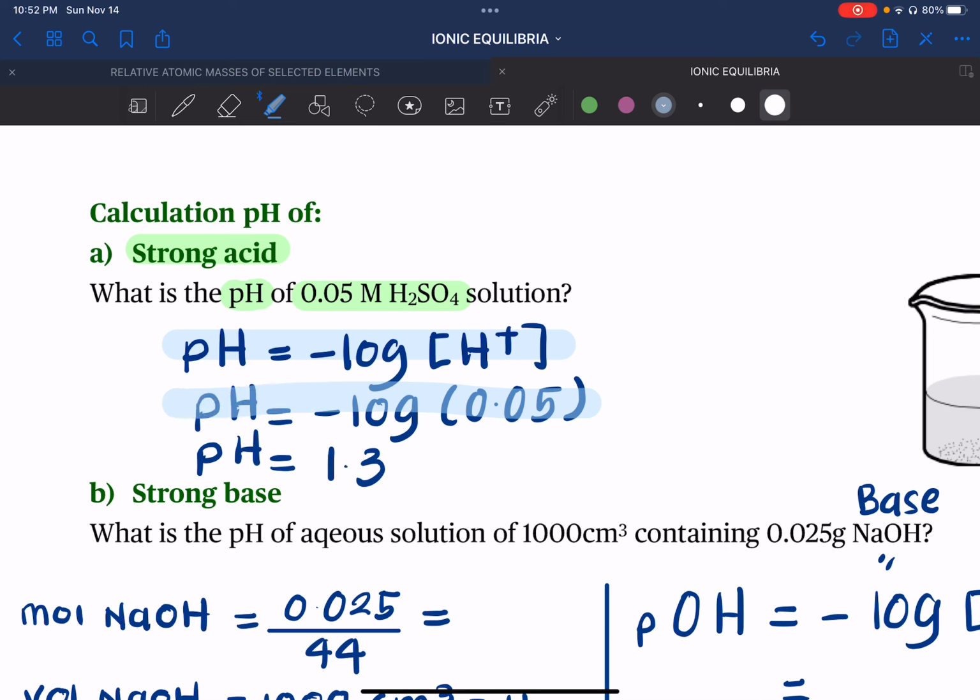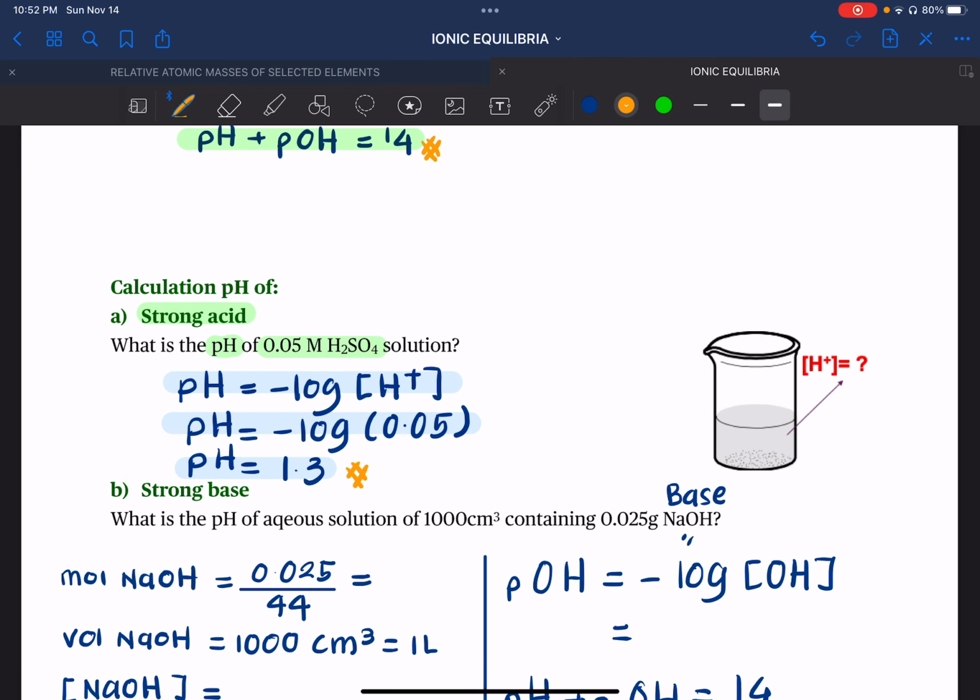formula pH equals to negative log H plus. So, next substitute the concentration. Masuk je. Yang ni very direct. You tekan calculator negative log 0.05. You should get pH equals to 1.3. So, ingat balik pH meter kita kan. pH kita ada 1, 14, 7. Kita tak ada pH equal to 0. So, 1.3 maksudnya dekat sinilah kot kan.